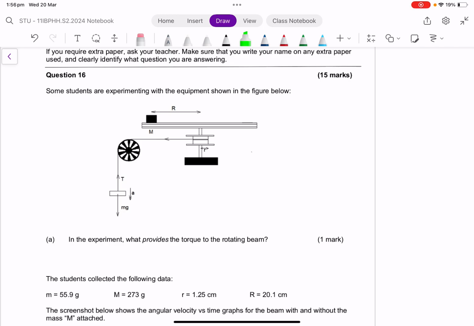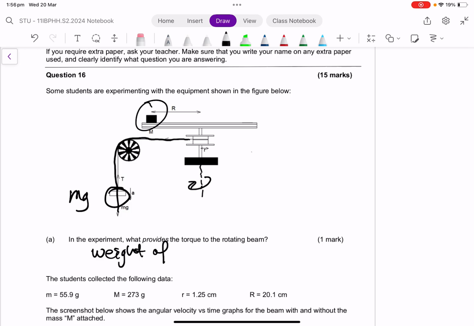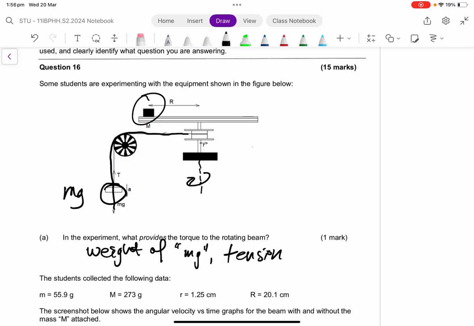Now, what do we know? This thing spins about this axis. So many of you said it's this radius up, that mass provides the torque. No, that's experiencing the torque. What provides the torque is this piece of string that goes over here and is tied to this mass, which is mg. So it is the weight of, little mg, or tension, because that's labelled there as T for tension.